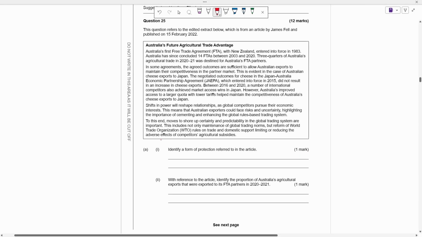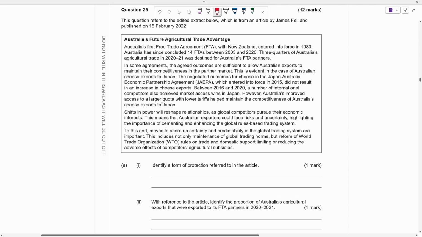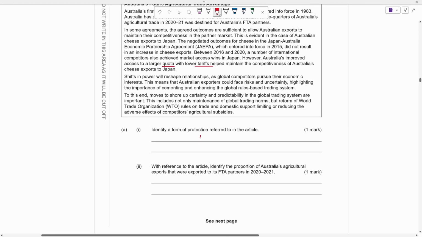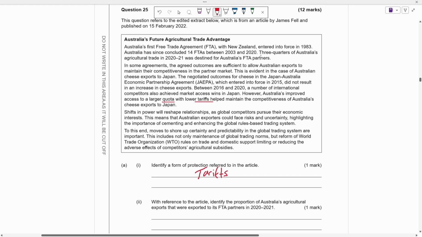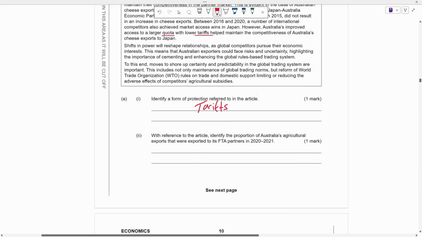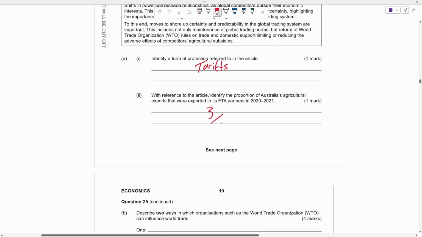Question 25A1. Identify a form of protection referred to in the article. So reading the article, they talk about a quota and tariff right here. So for my answer, I'm just going to write tariffs. Now part 2, with reference to the article, identify the proportion of Australia's agricultural exports that were exported to its FTA partners in 2020 to 2021. And it states it right here, 3/4. So you would just write 3/4 in words.